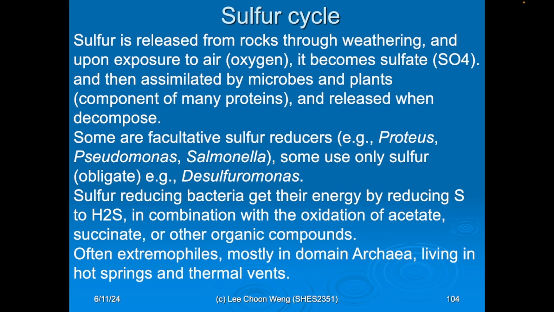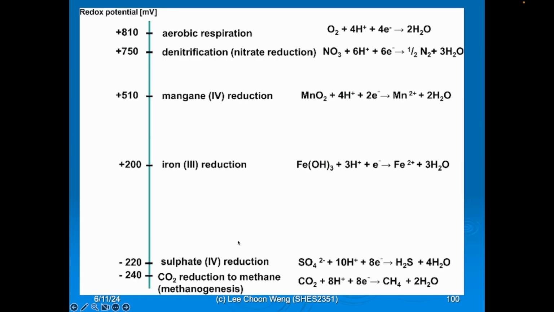Relative to nitrogen, sulfate is less important because if you remember, nitrogen is assimilated and used in enzymes, proteins, amino acids, DNA, RNA, whereas sulfate is utilized mainly in certain amino acids. Sulfate reduction is actually quite low in its redox potential.